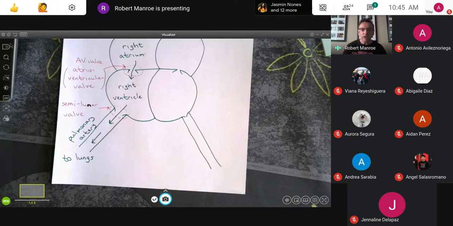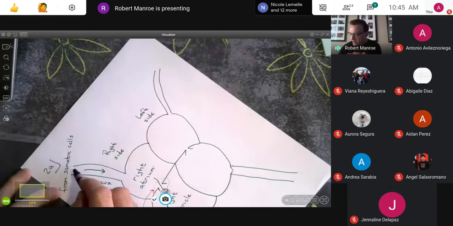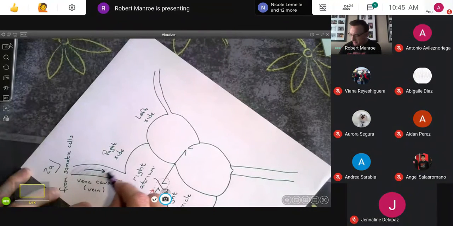Think your way through the heart. If you try to memorize this, it takes so much longer. Understand where the blood came from and where it's going to. So if you have the opportunity, I would add some color to this.